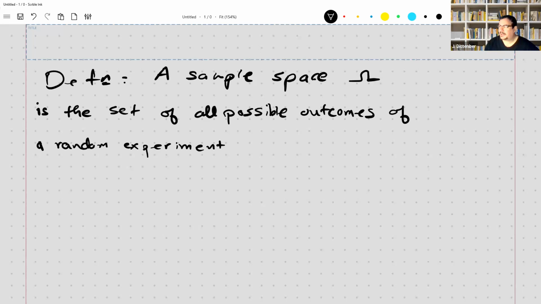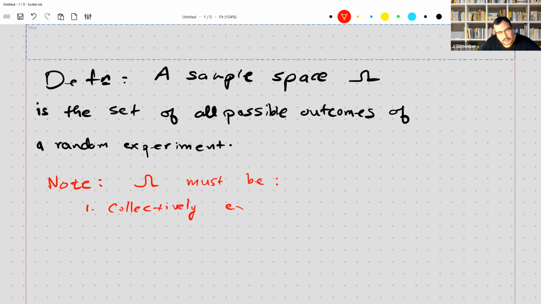Before I get into the axioms of what makes a sample space, let me just provide a little note here. Hold on a second, something is wrong with my pen today. So the note is that omega must be the following. It must be, one, collectively exhaustive.